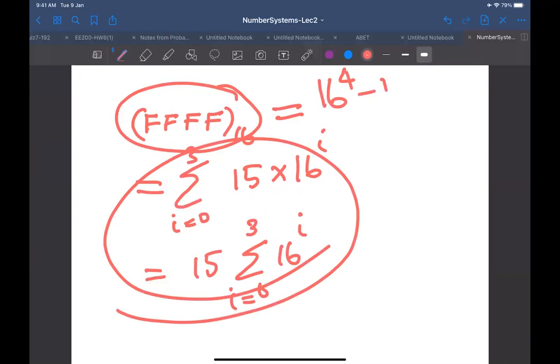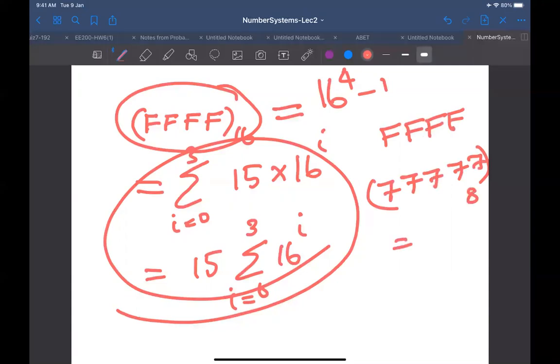This is the property. What does it mean? The largest number that you can represent in hexadecimal with 4 digits is FFFF. What if I ask you what is the largest number that you can represent in octal with, let's say, 5 digits? 77777, it's 5 sevens basically. And what is the value of this number in decimal using the shortcut? It's 8 to the 5 minus 1 immediately without thinking.